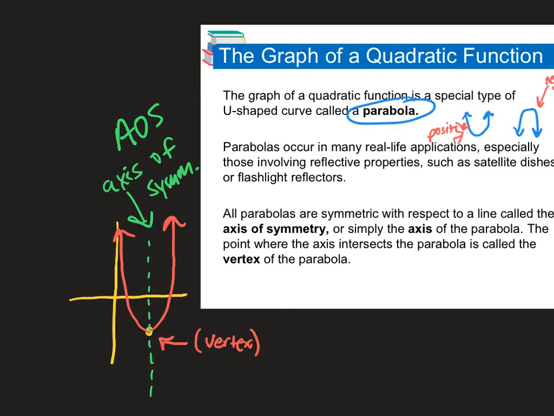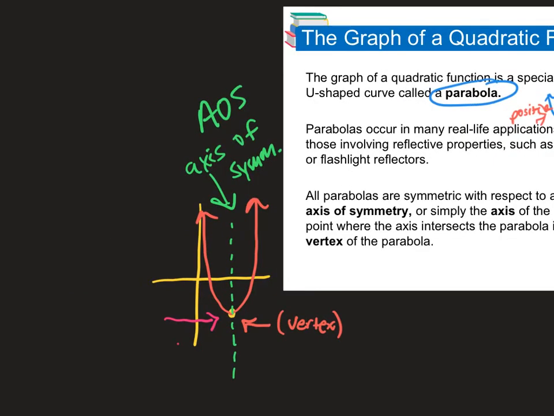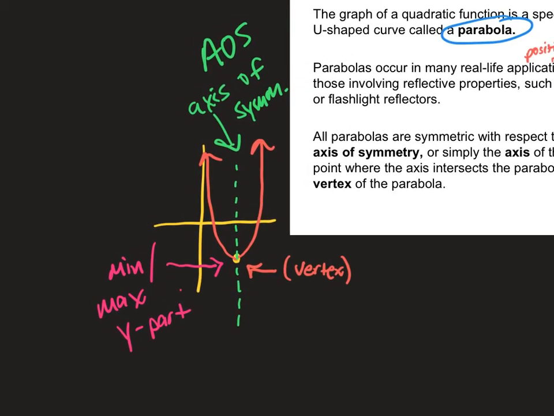What I point to here, is this a minimum point or a maximum point? Think about what the word minimum means versus maximum. Minimum is the lowest, maximum is the highest. So is that the lowest point on the graph or is it the highest point on the graph? Lowest. That would be a minimum. At this point, you would read minimum and maximum, and that's the y part of the vertex. So your axis of symmetry, your AOS, that vertical line that cuts the parabola in half, is the x part of the vertex. And then the maximum or minimum is the y part of the vertex.